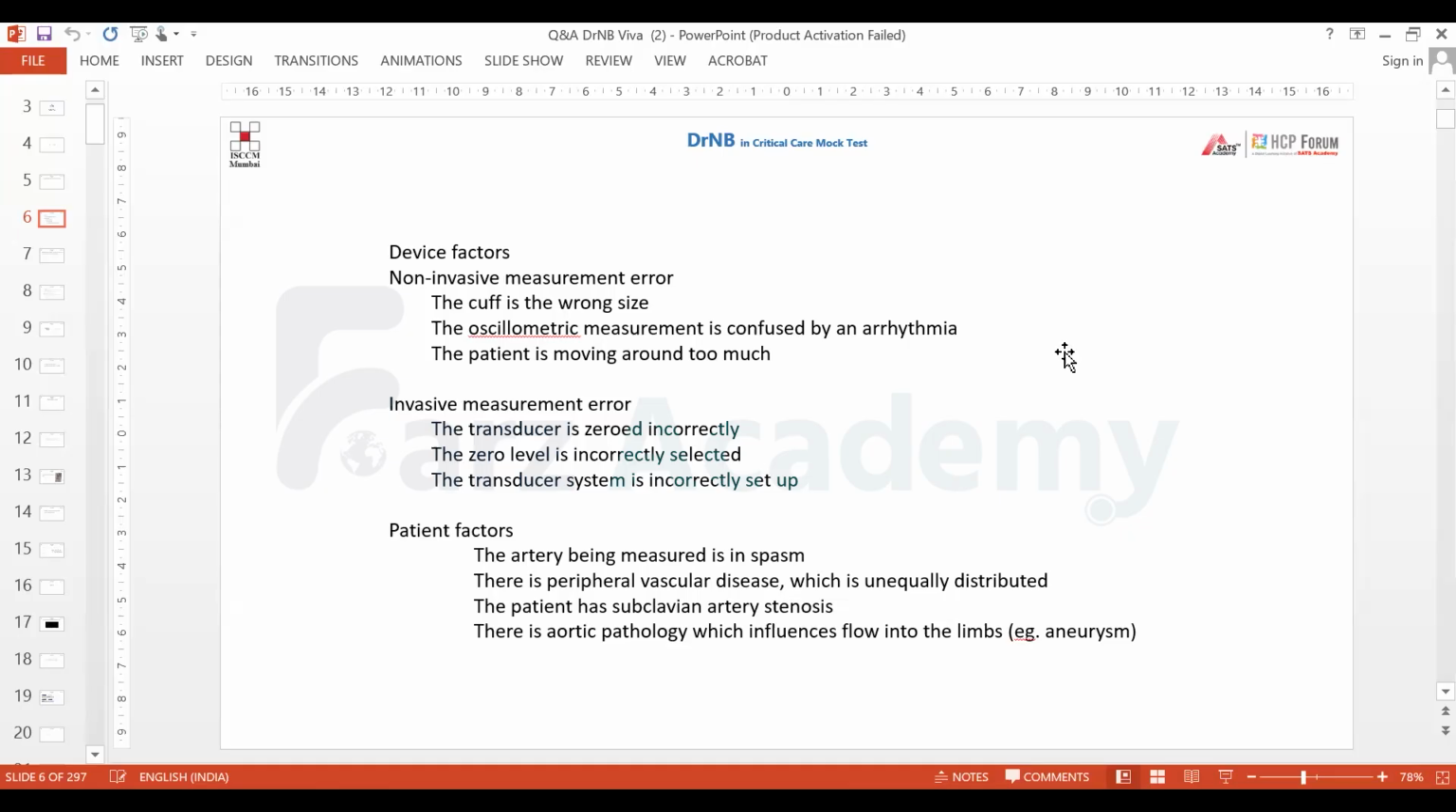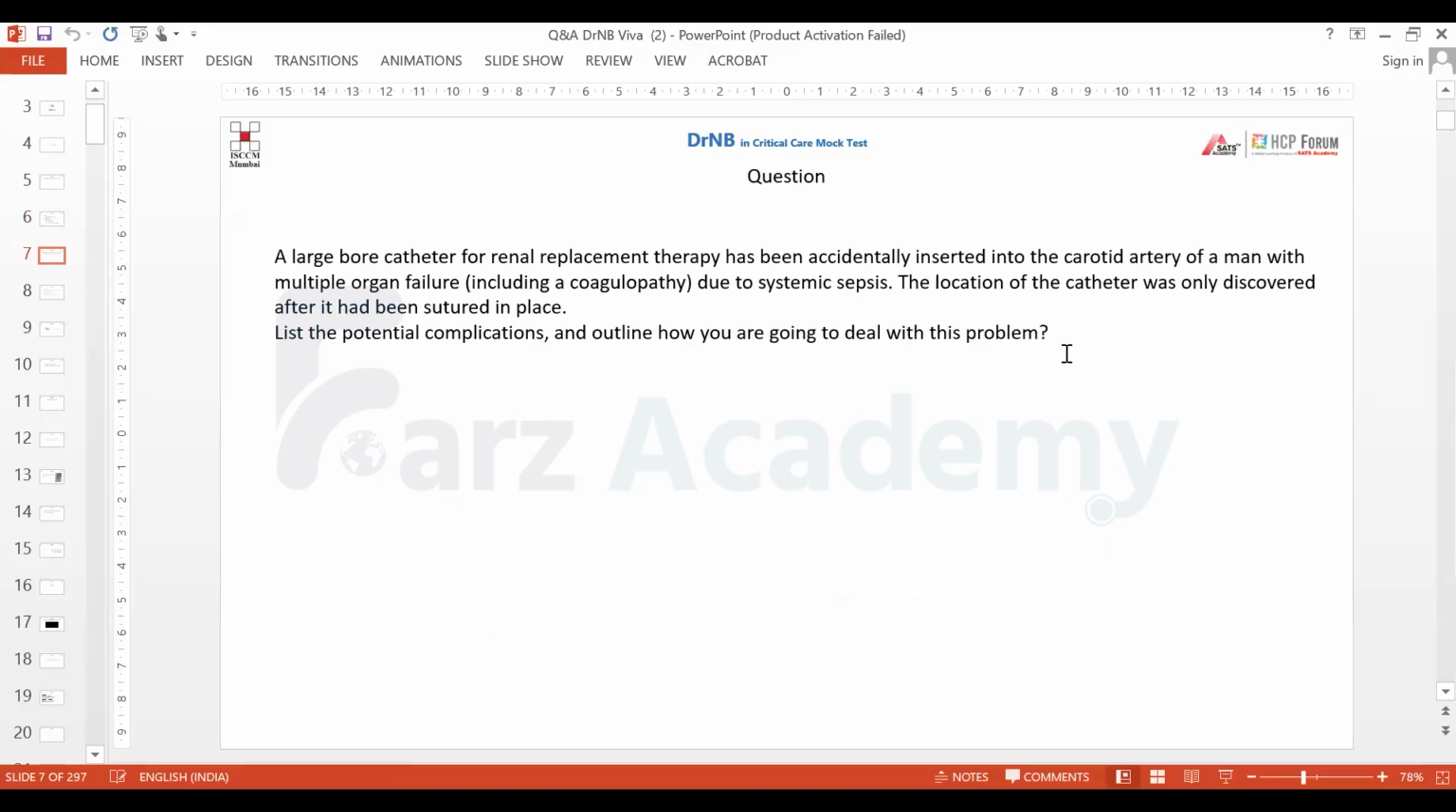And if the patient has invasive measurement, there can be error due to the transducer, which may not be zeroed properly, or if it is zeroed, the level is not adjusted properly, or if the transducer system is incorrectly set up. And there are the patient factors like the artery may be in spasm, the patient may have peripheral vascular disease, or the patient may have subclavian artery stenosis and some aortic pathology like aneurysm. That may be the reason why you may have a difference of blood pressure measured in the two extremities.